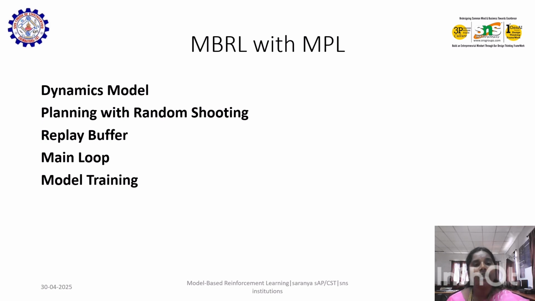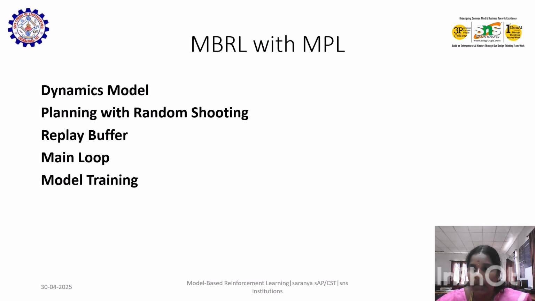Then what is the dynamic model? In model predictive control, the dynamic model is a neural network with two hidden layers and ReLU activation, which predicts the next state based on the current state and action. Then planning with random shooting means the agent samples multiple action sequences to simulate their outcomes over a horizon and selects based on the total reward.